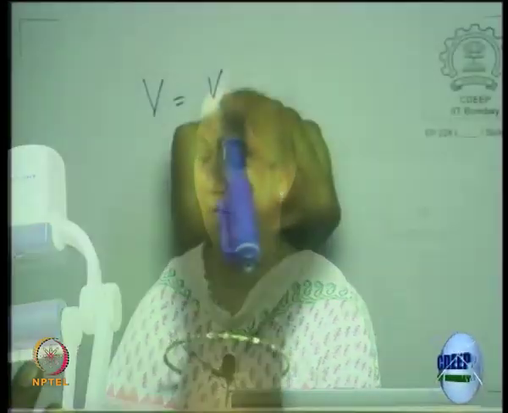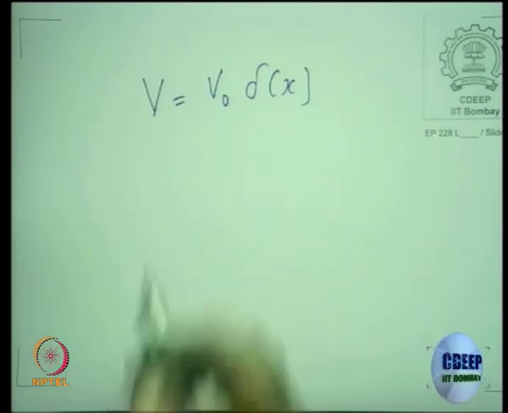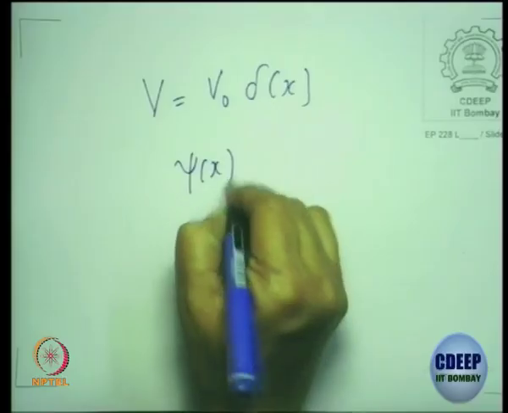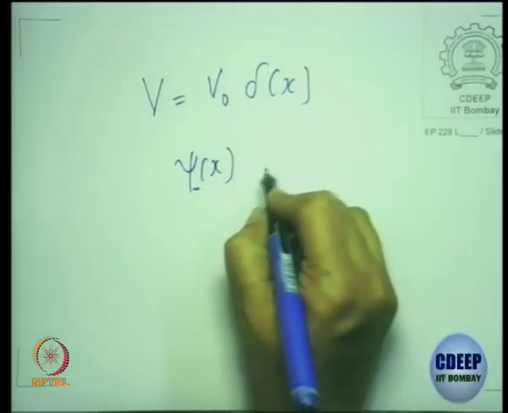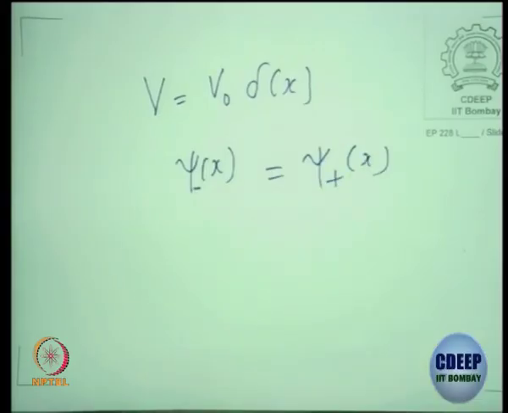You all learnt about the Dirac delta function in your math course? Yes. So what is that property? Suppose I have V as V naught delta of x. This is the Dirac delta function. We expect psi minus of x to be the same as psi plus of x. Continuity of the wave function, there is no problem.